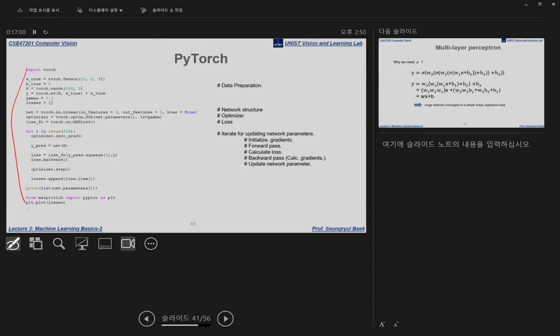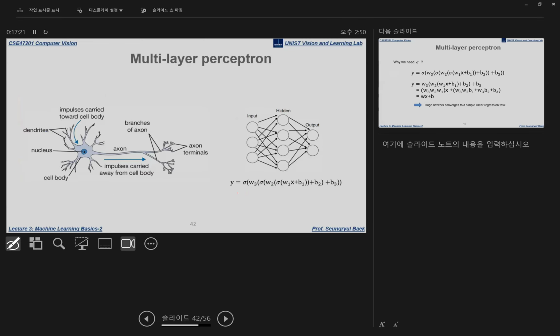And that is linear regression. And this is the example code for implementing linear regression using PyTorch. But from now on, you will see that exactly the same code can be used to train more complex architectures, which are called MLPs, multi-layer perceptrons. Okay, so we normally call it an MLP.